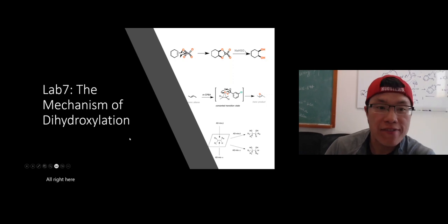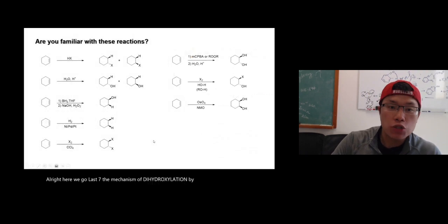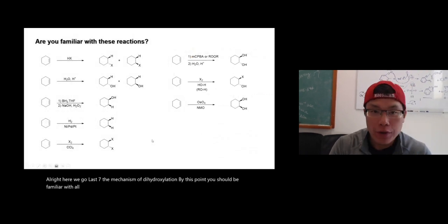All right, here we go. Lab 7, the mechanism of dihydroxylation. By this point, you should be familiar with all the alkene reactions.